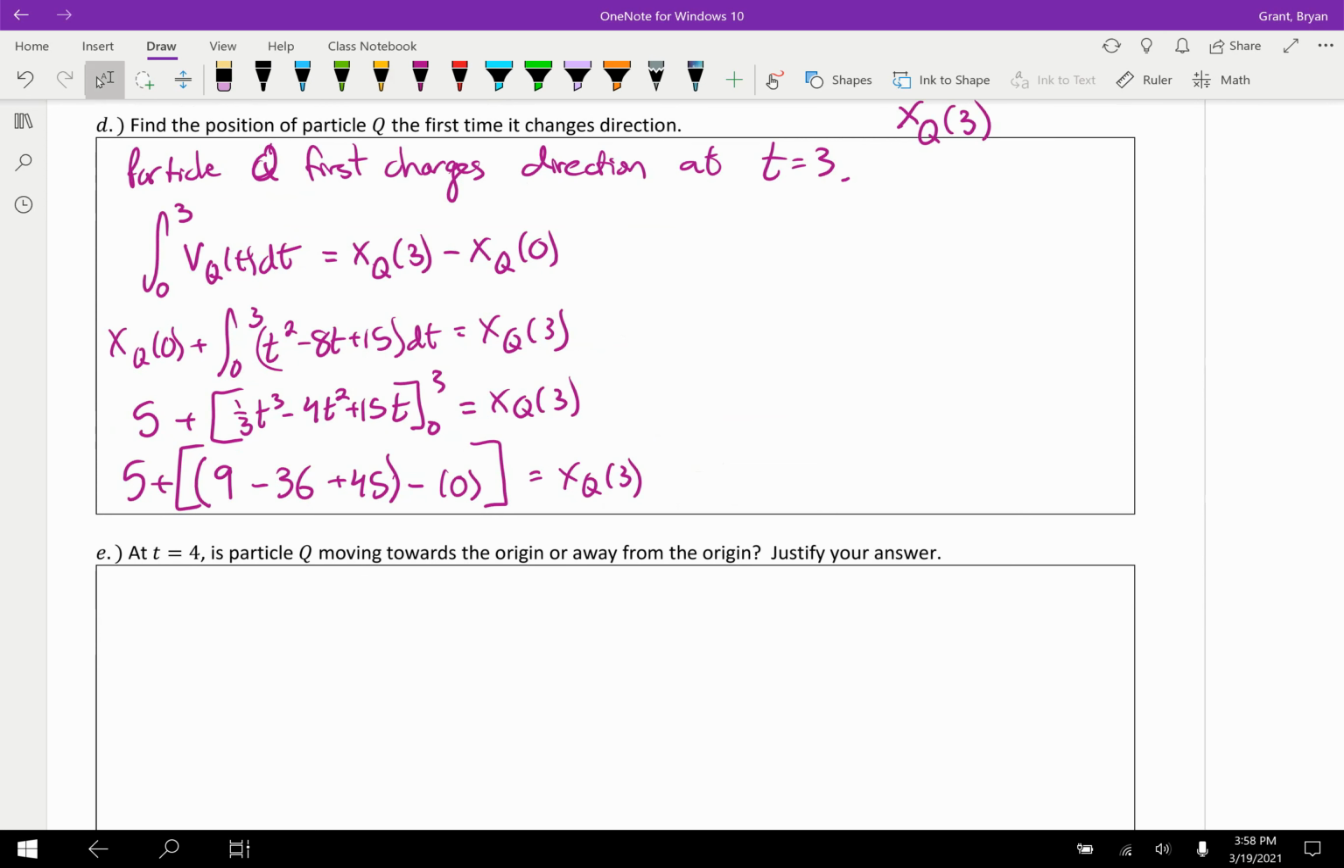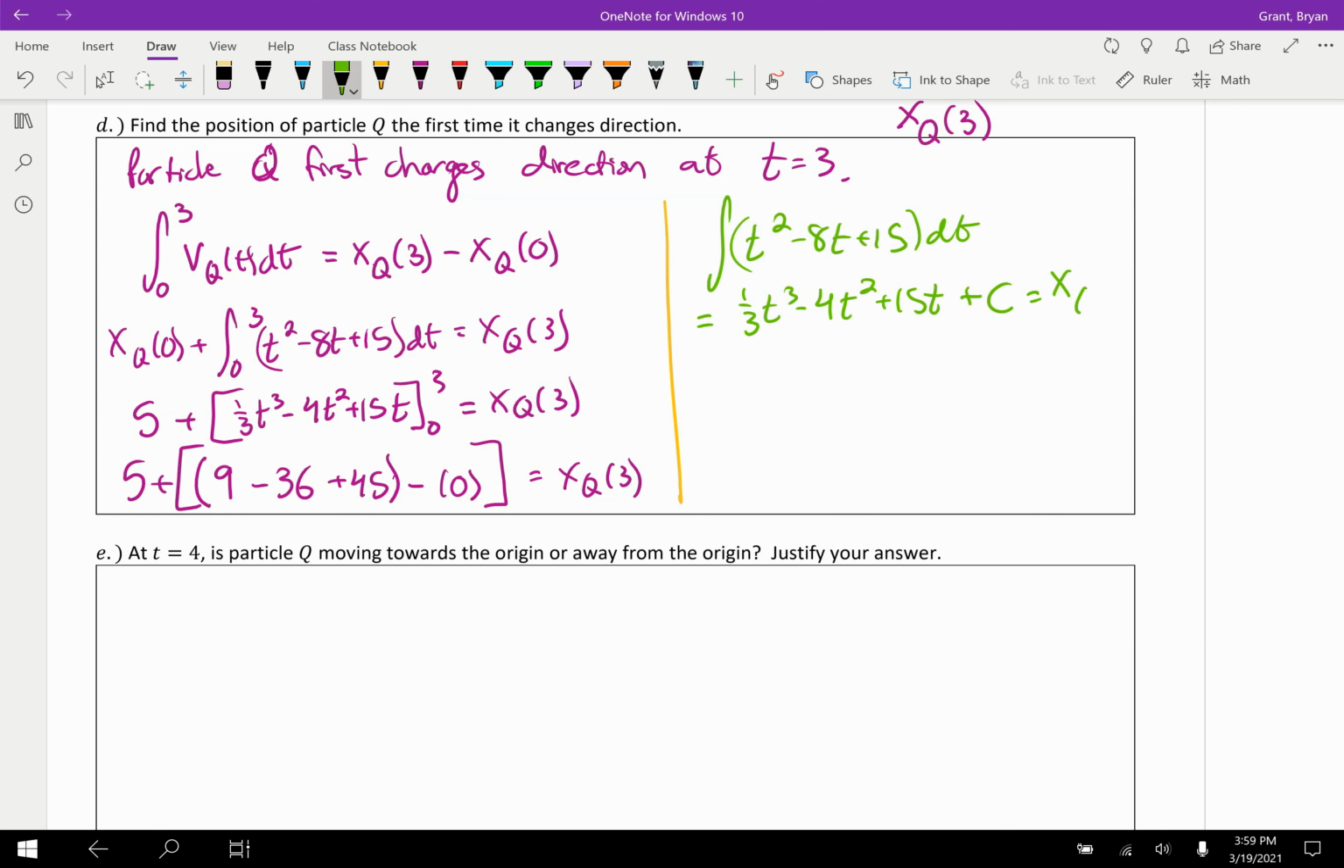Nothing wrong with that. I did promise you, though, a second way to do this problem, and let's look at the second way right now. The second way is you can take the integral of this equation, t squared minus 8t plus 15, straight away. And the antiderivative, 1/3 t cubed minus 4t squared plus 15t plus c. You have to remember the plus c if you don't have those limits. So I said equals, but this really is equal to x sub q of t, the position at any time t. Now, before we find the position at 3, we need to use our initial condition.